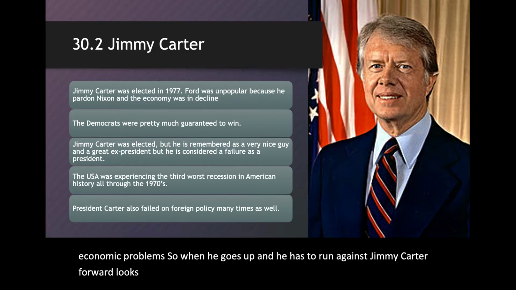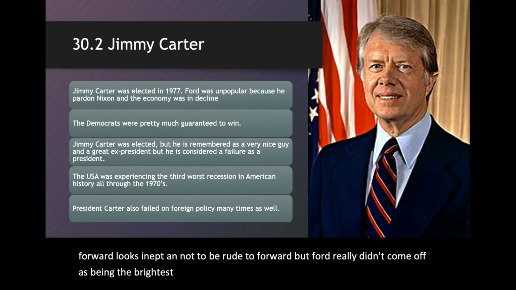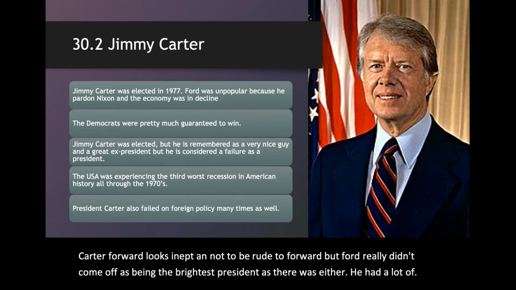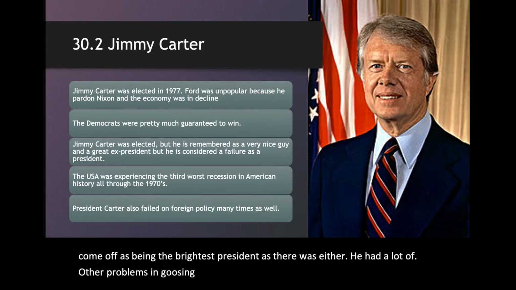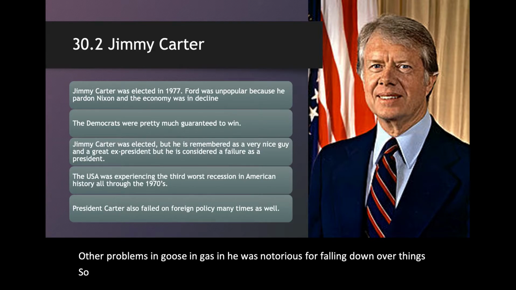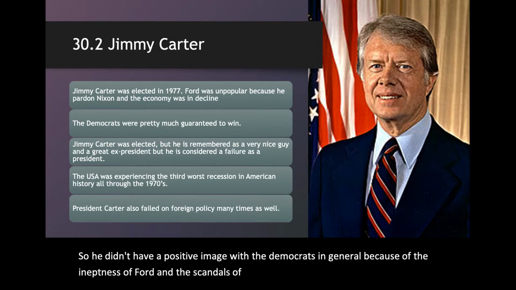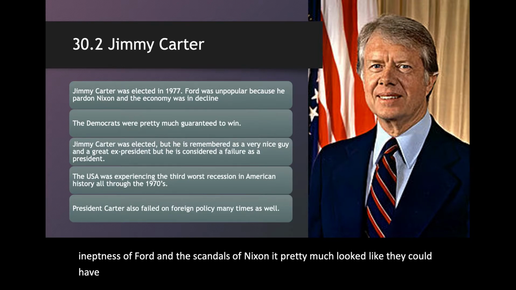And not to be rude to Ford, but Ford really didn't come off as being the brightest president there was either. He had a lot of other problems and goofs and gaffes, and he was notorious for falling down over things. So he didn't have a positive image. With the Democrats in general, because of the ineptness of Ford and the scandals of Nixon, it pretty much looked like they could have taken this election no matter what.